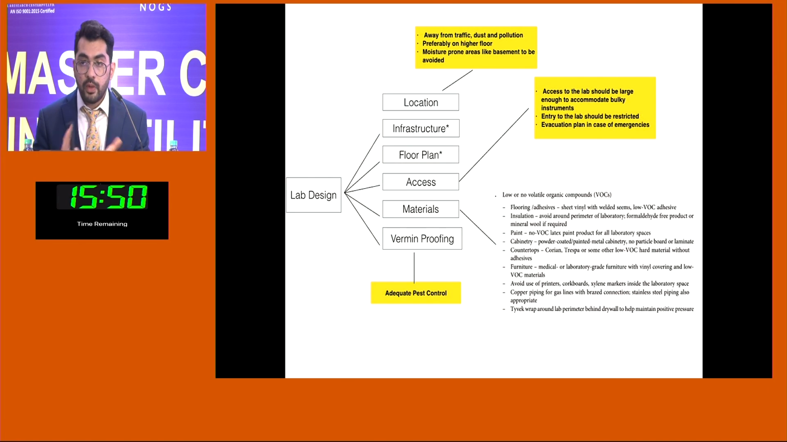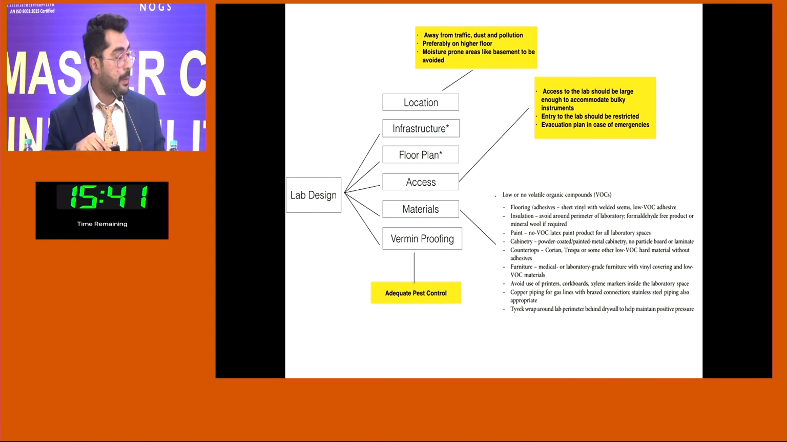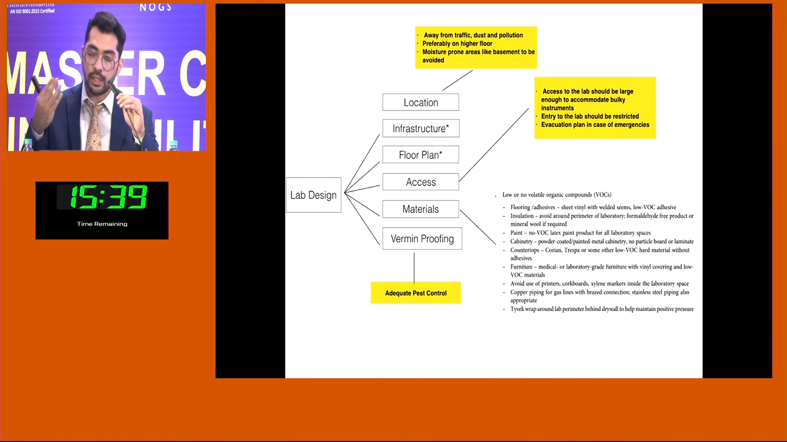Right, so this is something that we all need to consider. Now, whenever we design a laboratory, there are 6 basic things that we need to worry about. The location of the lab, the infrastructure, the floor plan, like the access, who's allowed in the laboratory, what materials are you using, and obviously pest control for that unit.